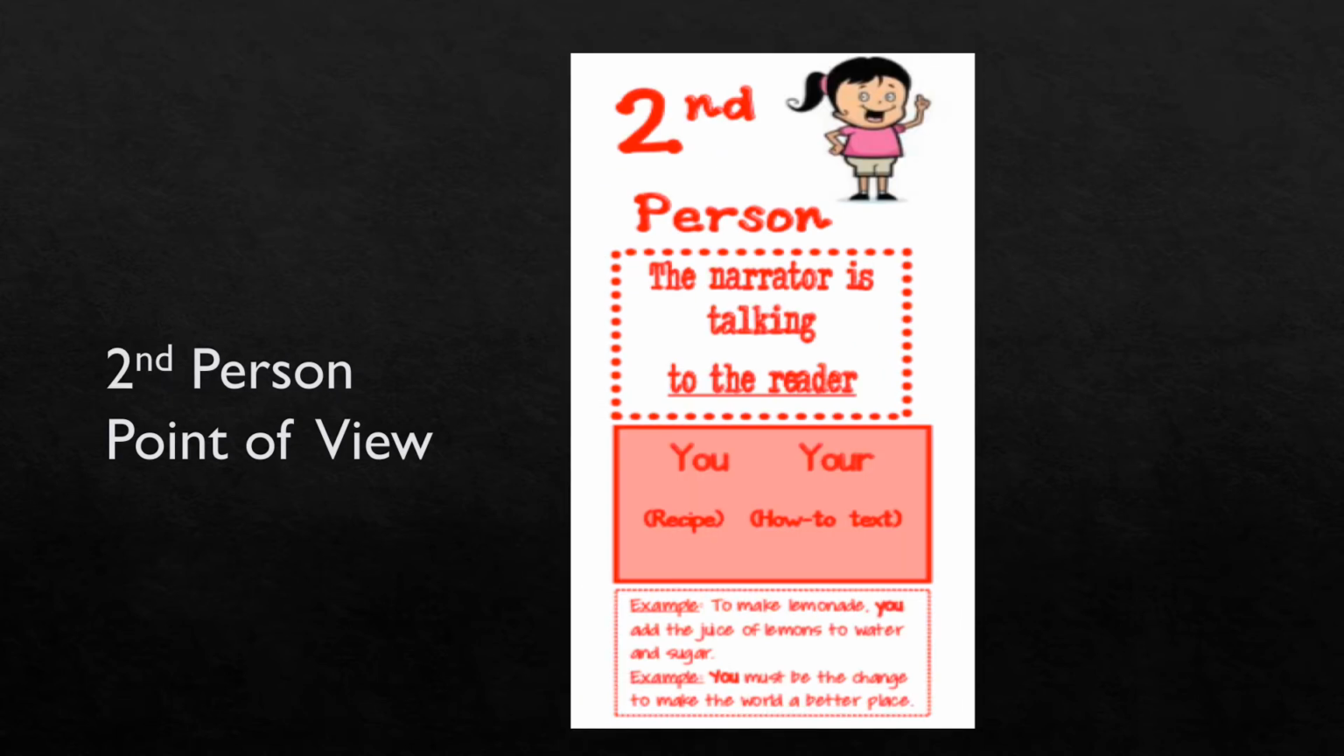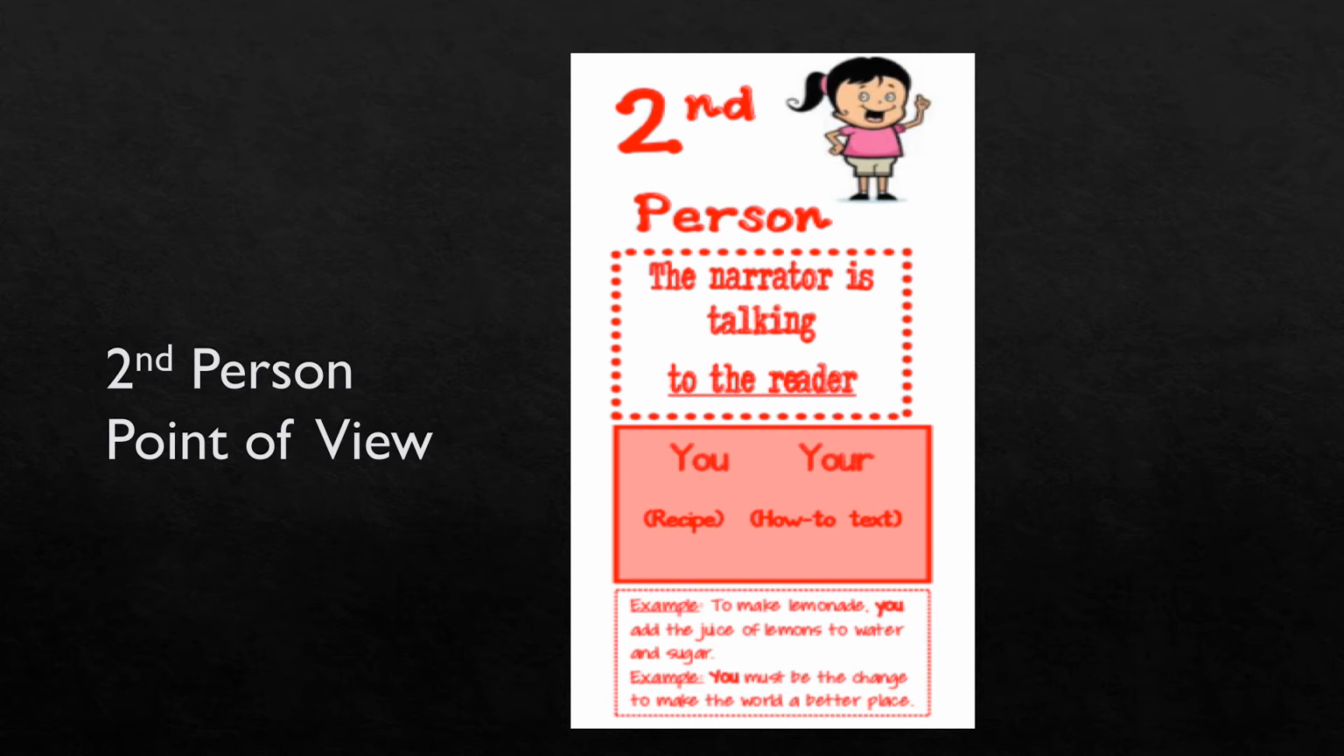Now let's look at second person point of view. In second person point of view, the narrator is talking to the reader. That means the person who is telling the story is talking directly to the person who is reading it. Some keywords to focus on when you are trying to determine if it's second person point of view are the words you and your.